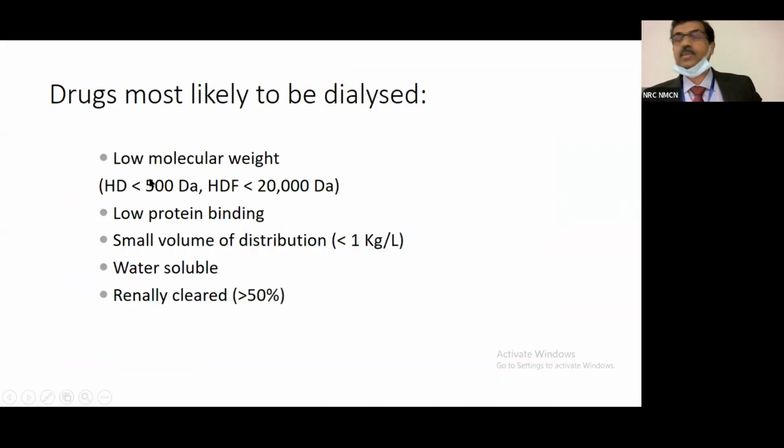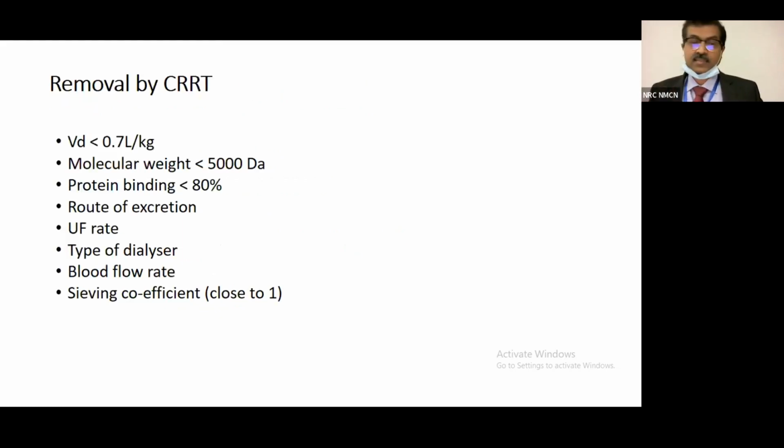Drugs most likely to be dialyzed have a low molecular weight, less than 500 daltons. Hemodiafiltration is another mode of dialysis where the pore size of the dialyzer is very large, so even molecules up to 20,000 daltons can be removed. Low protein binding means more free drug, so that drug is likely to be dialyzed. A small volume of distribution and water solubility also make a drug dialyzable. Like aminoglycosides are 100% dialyzable, while vancomycin is not at all dialyzable because of these properties.